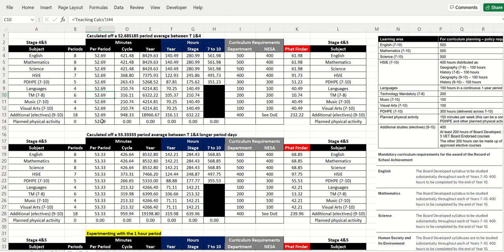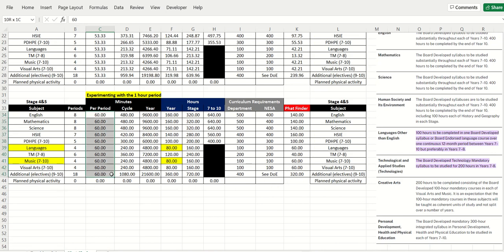Dealing with 53s and 52.69s is not fun. Imagine if all the periods were 1 hour. It would really tidy things up. Look at this fat finder over here now. So what I'm trying to say is, if we down the line consider day structure restructures, if we change English, so 8 periods at 60, we could drop English to 7, and you'll watch this calculation over here.